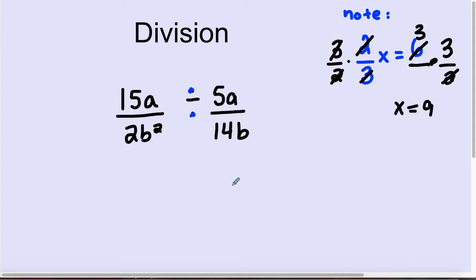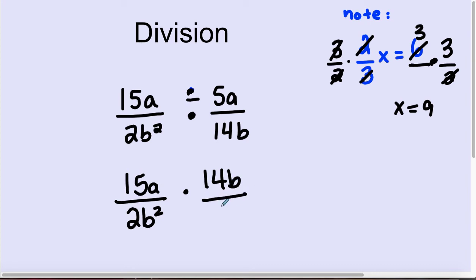So I think of that when I'm doing division. If I see that division bar, I have to remember that I can change it to multiplication by taking the reciprocal. And then I've got multiplication, so I can simplify.